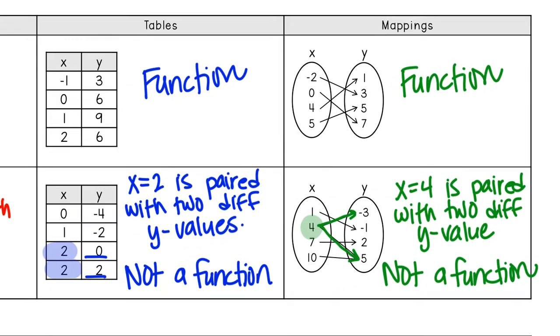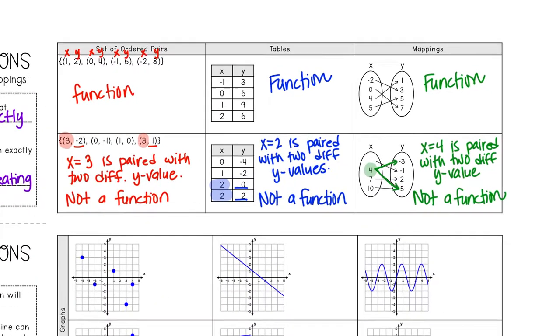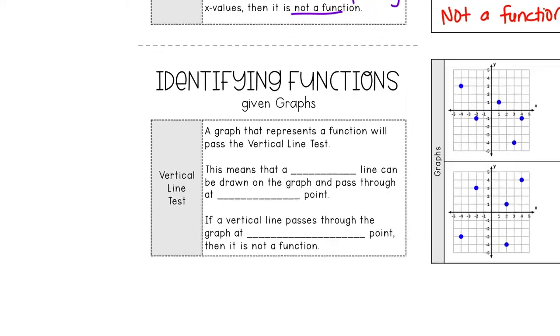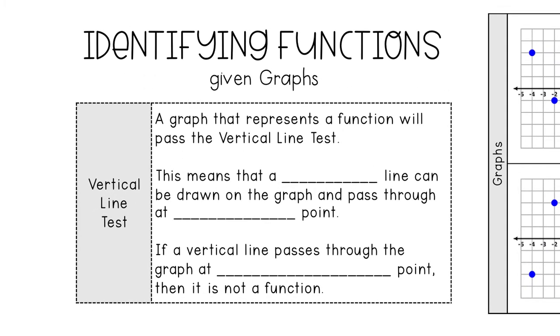Okay, so that is ordered pairs, tables, and mappings. So the bottom section is going to be reserved for how you identify a function given a graph. These are so important that it's a whole section just for graphs. So we use something called the vertical line test. A graph that represents a function will pass the vertical line test.